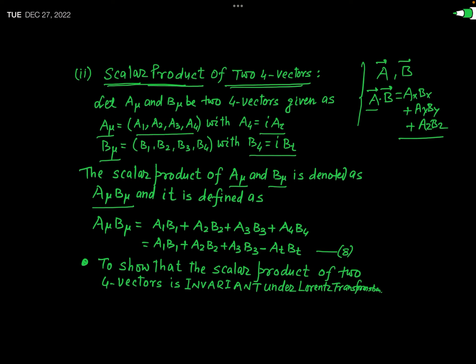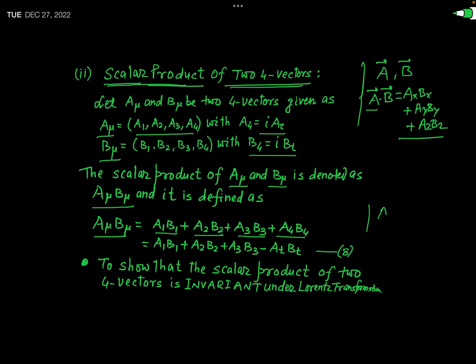And it is defined like this: A mu B mu will be equal to A1 B1, this is just AX BX, plus A2 B2, this is just AY BY, and A3 B3, and as here there is a 4th component too, so there will be plus A4 B4. But what will be this A4 B4?